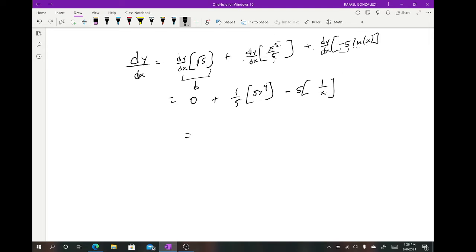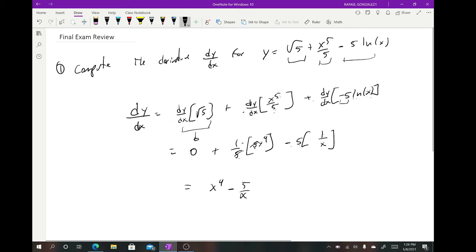So when you put this all together, when you simplify, well, the 0 goes away. If you multiply 1/5 times 5, it's just the same thing as dividing by 5, so the 5's go away. So you get x to the 4th. And then negative 5 times 1 over x is simply negative 5 over x.